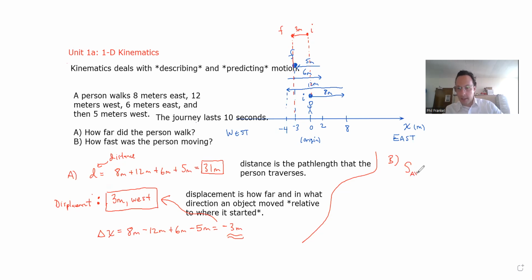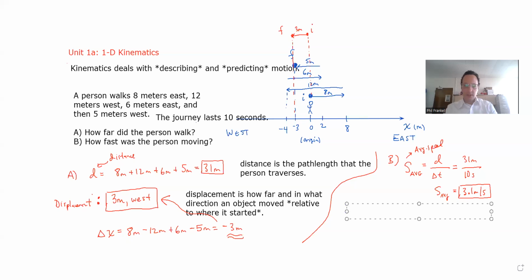So S_avg, with avg as a subscript, is average speed. And to find the average speed, you just divide the distance traversed by the time interval, the change in time, how much time it took for that distance to be traversed. In this case, 31 meters of distance were traversed in 10 seconds, which gives us 3.1 meters per second as the average speed.